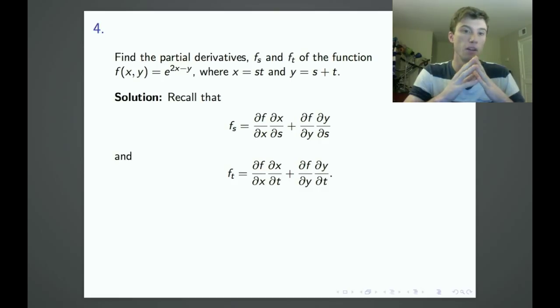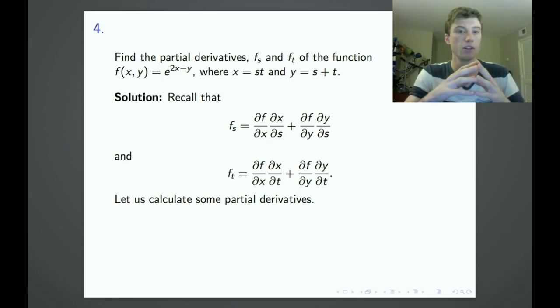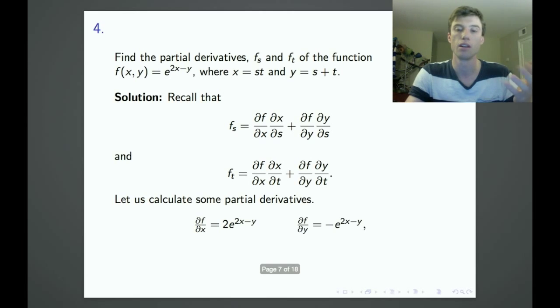Now, starting with f, we can calculate some partial derivatives. The partial derivative of f with respect to x: well, we're differentiating e to the 2x minus y under the assumption that y is a constant. This differentiates to 2 e to the 2x minus y. The partial derivative of f with respect to y is negative e to the 2x minus y.